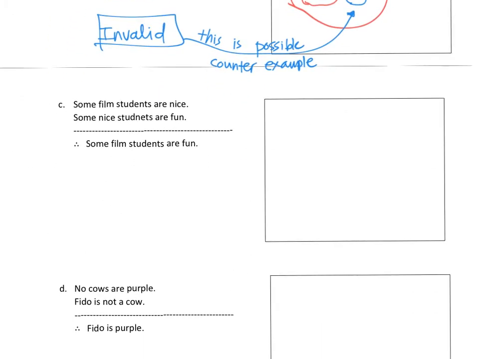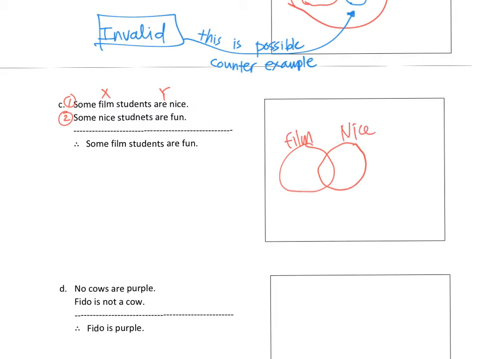I'm gonna have you finish the rest of the Euler diagram. All right, next one. It says some film students are nice and some nice students are fun. So those are my two premises. Okay, I noticed it's "some something," so some x's are y. So film and nice, they mean they have an overlap. They're not inside of the other, nor are they disjoint. So here I'm going to say film and nice.